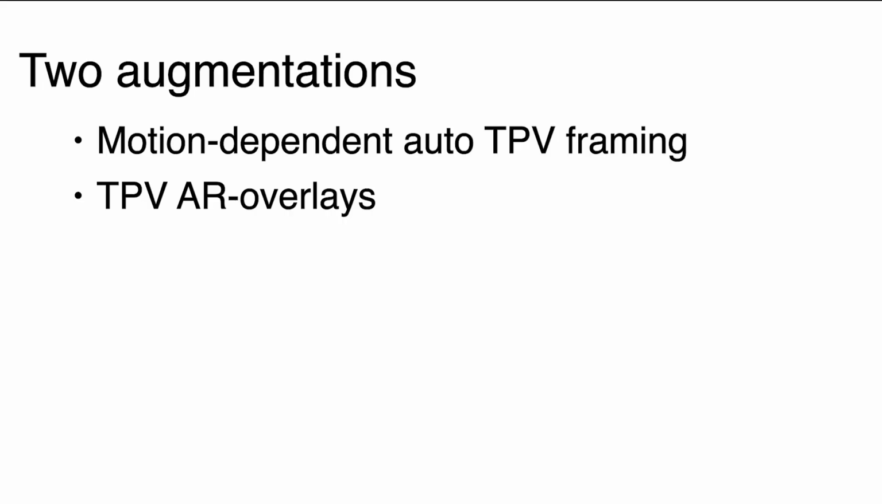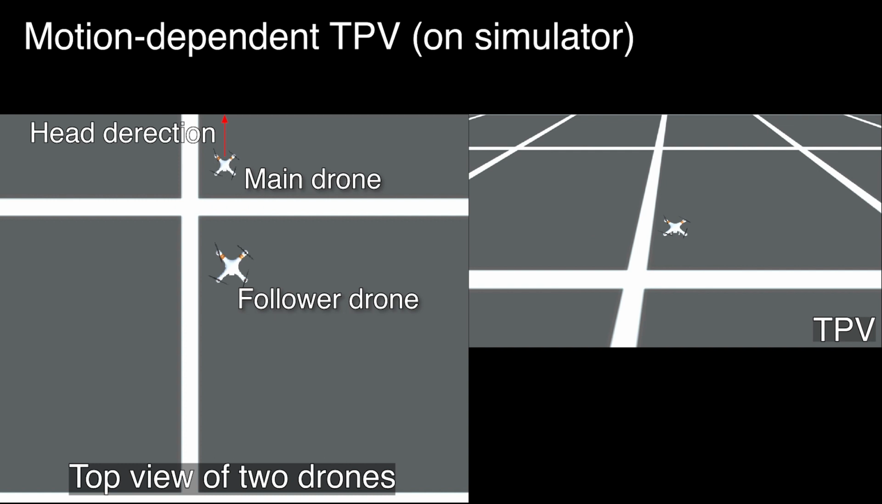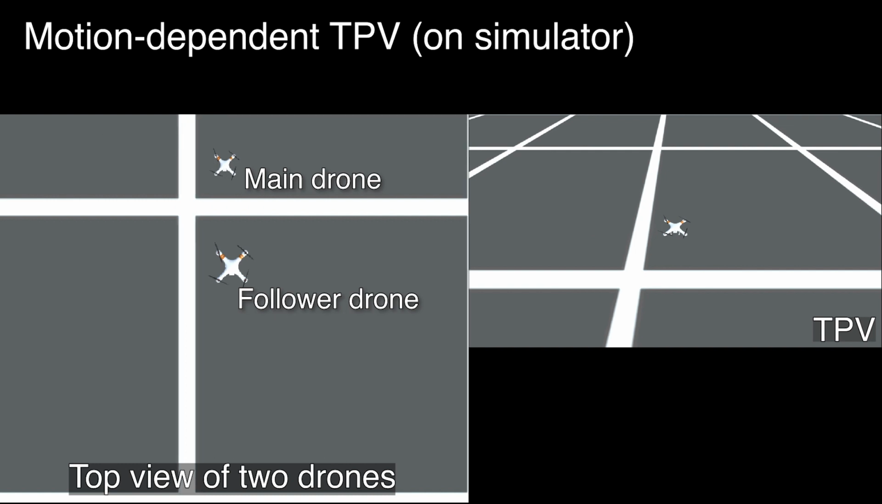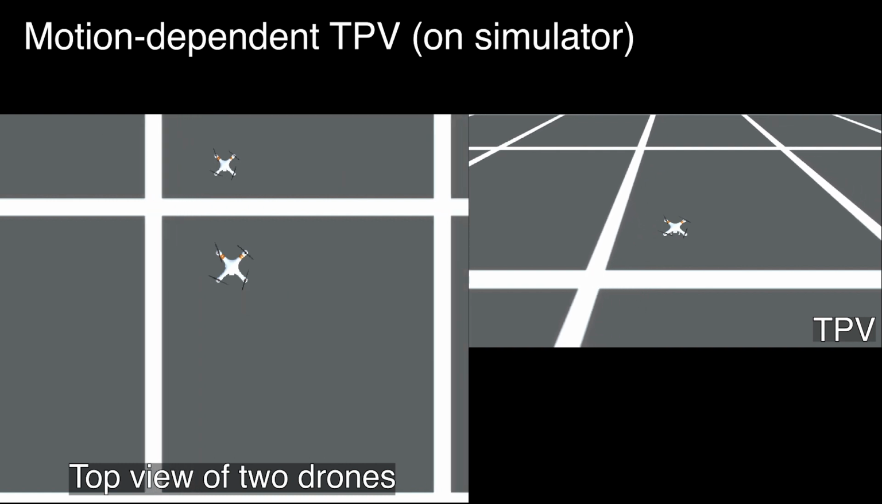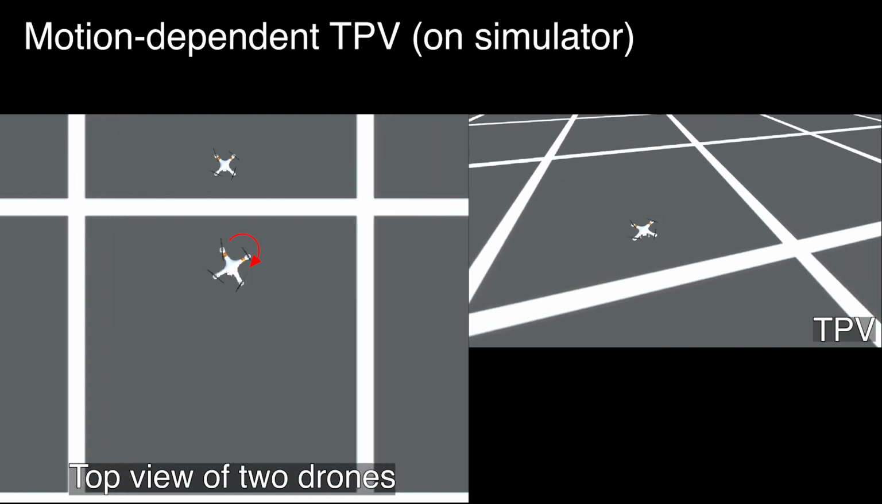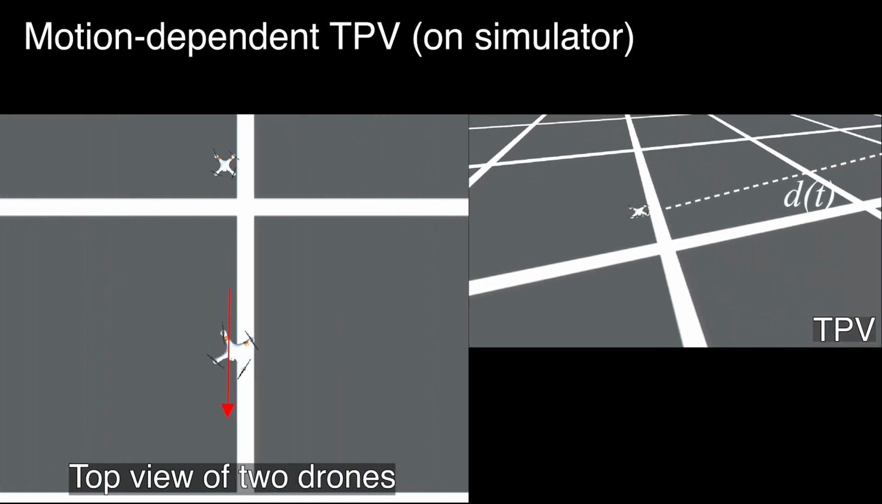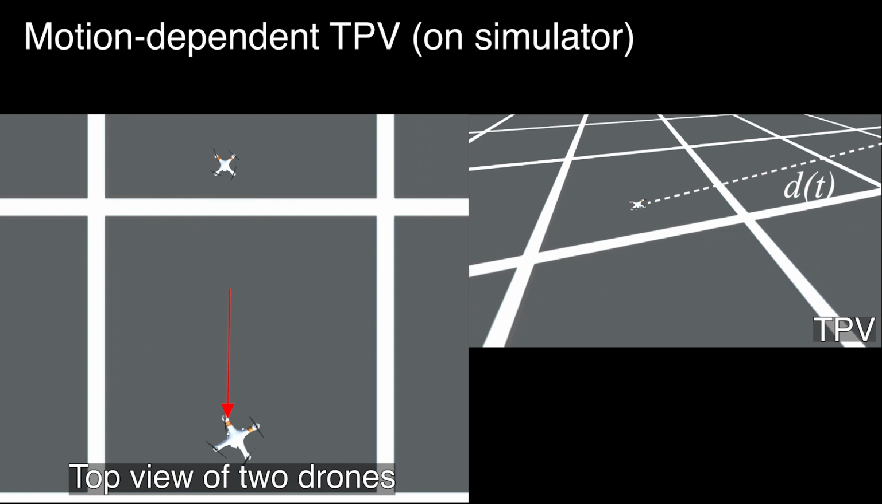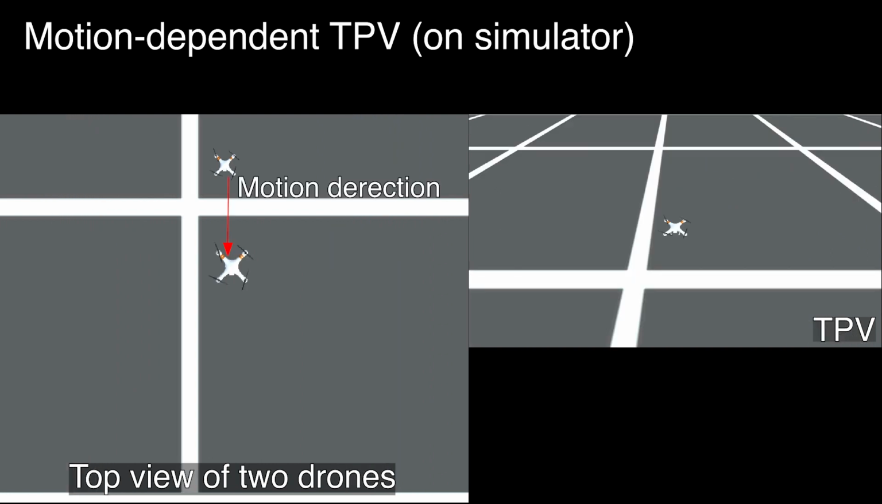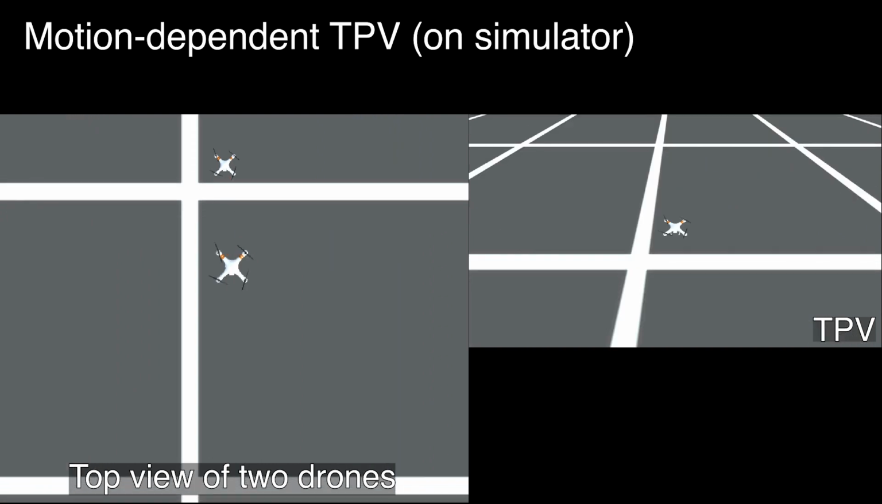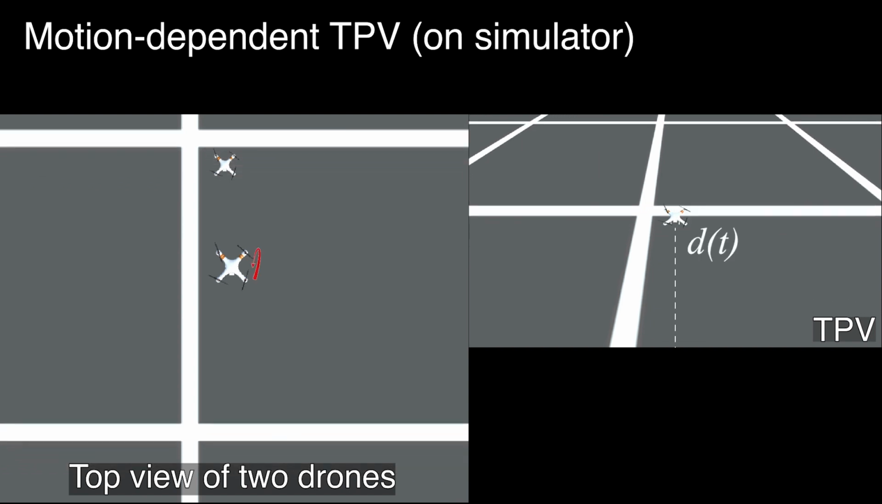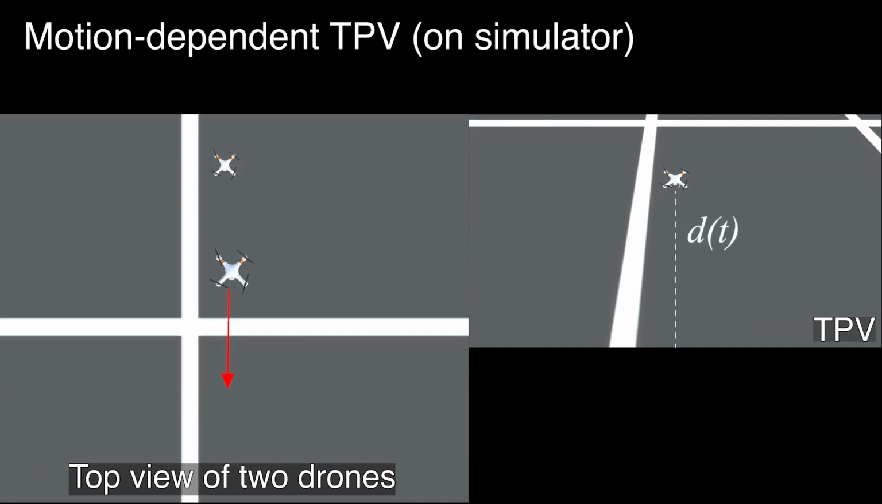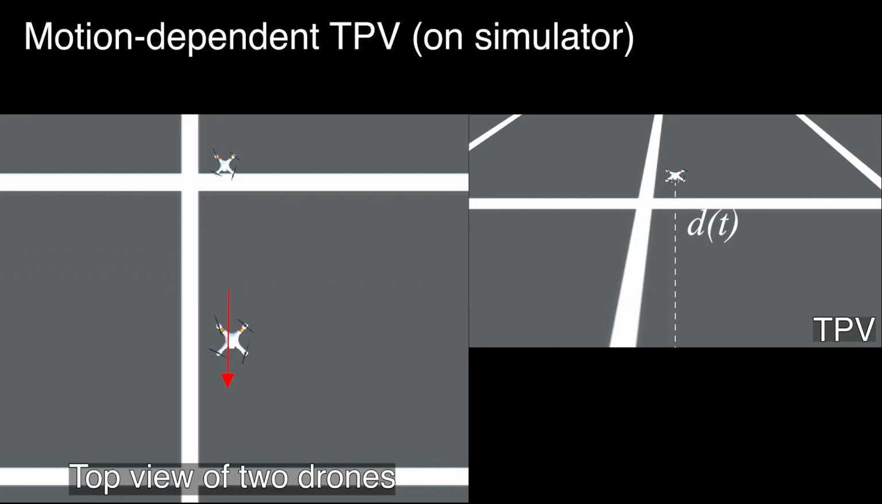Here, we explain the details of each augmentation. We introduce an optimization process to produce motion-dependent automatic TPV control, which offers a wider area of the current motion direction in a stable way. When the main drone moves backward, the follower drone's camera tilt and altitude are changed to capture the main drone as well as its 1.5 seconds future destination.